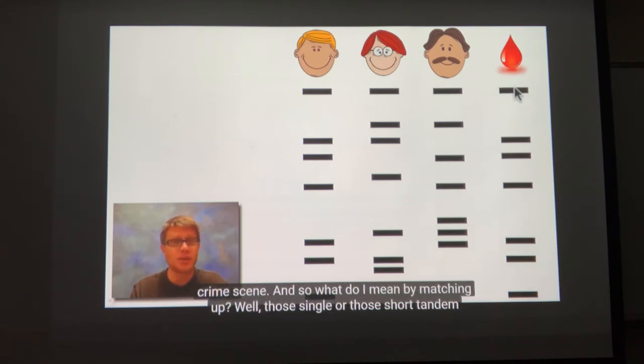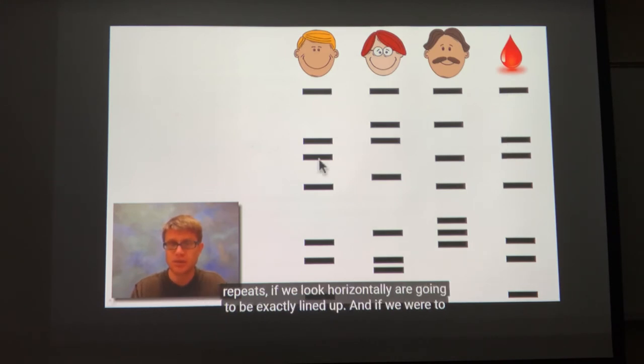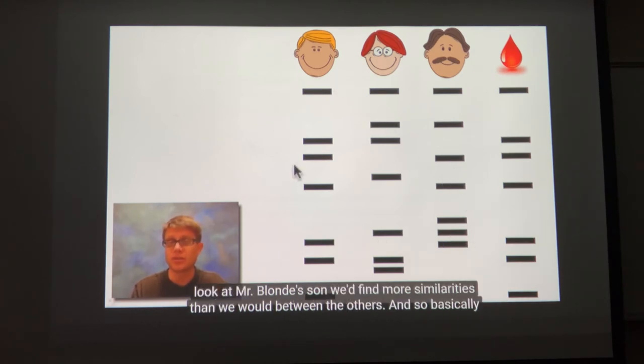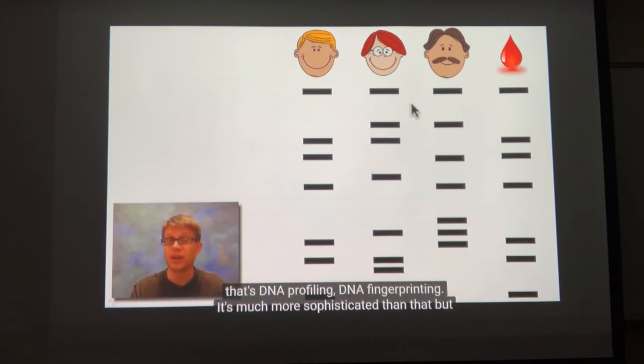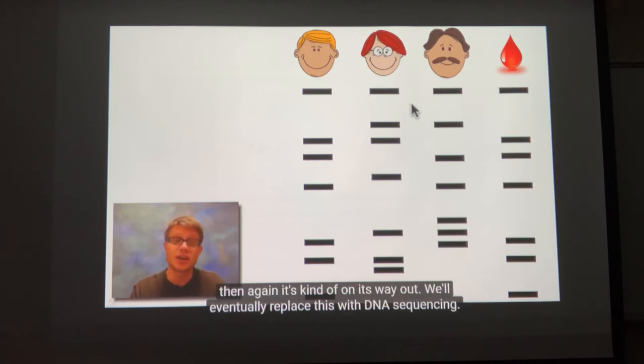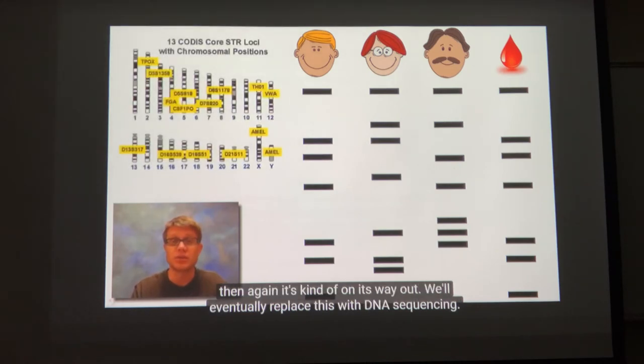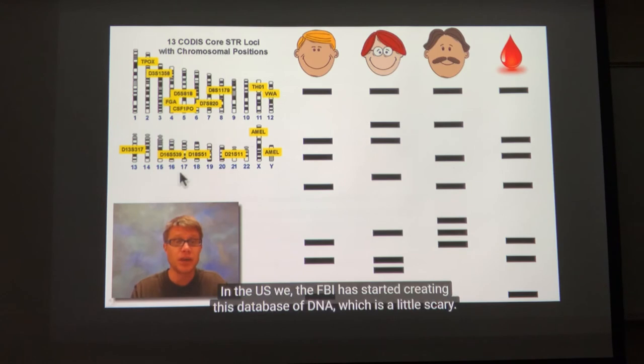And so what do I mean by matching up? Well, those short tandem repeats, if we look horizontally, are going to be exactly lined up. And if we were to look at Mr. Blonde's son, we'd find more similarities than we would between the others. And so basically, that's DNA profiling, DNA fingerprinting. It's much more sophisticated than that, but again, it's kind of on its way out. We'll eventually replace this with DNA sequencing.